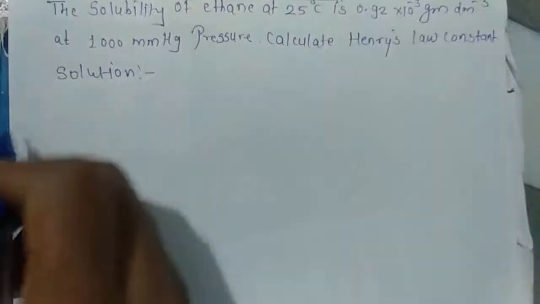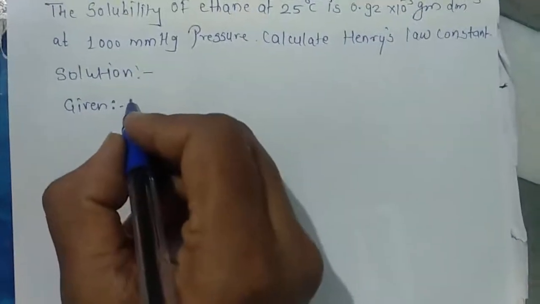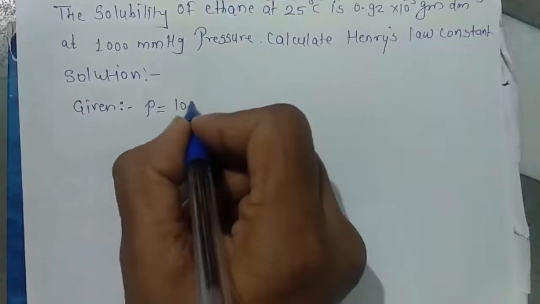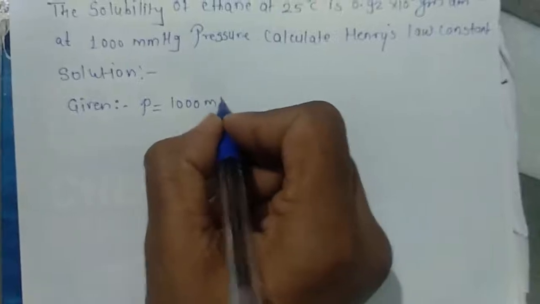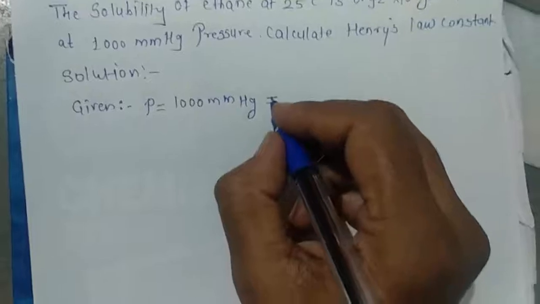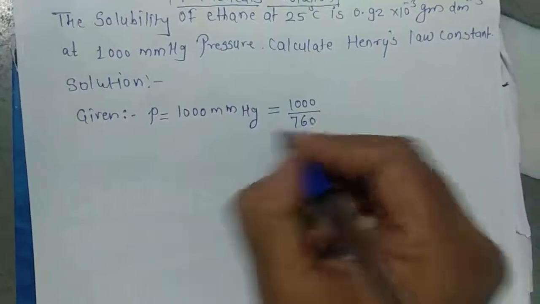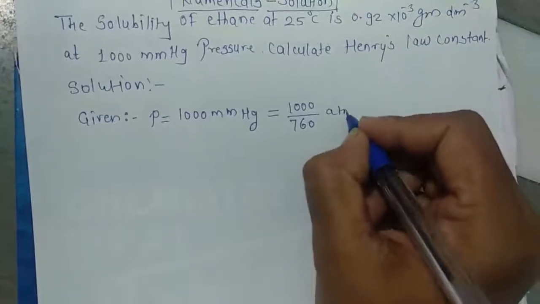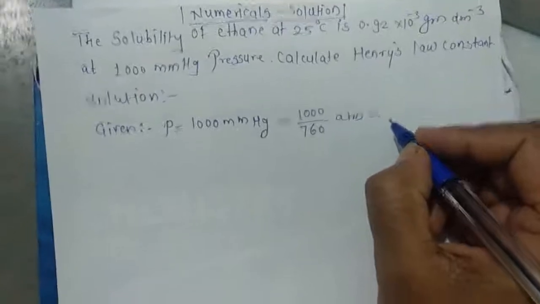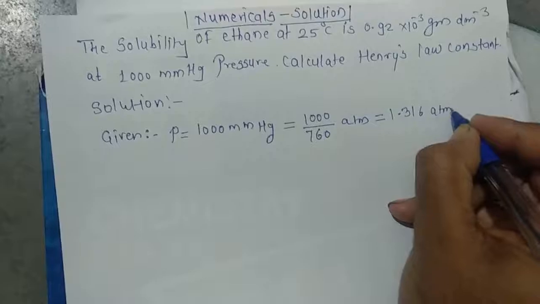Firstly we are writing the solution. The values which are given here: the pressure is given in mmHg. Here we are going to convert it into atmosphere. So we are going to get 1000 upon 760 atmosphere. By calculating it with the log table, we are getting the value 1.316 atmosphere.